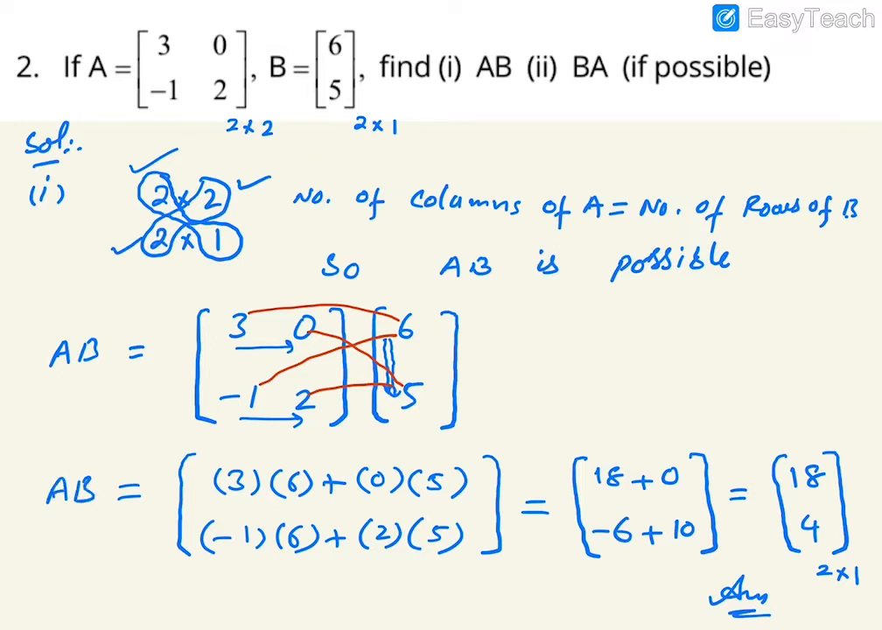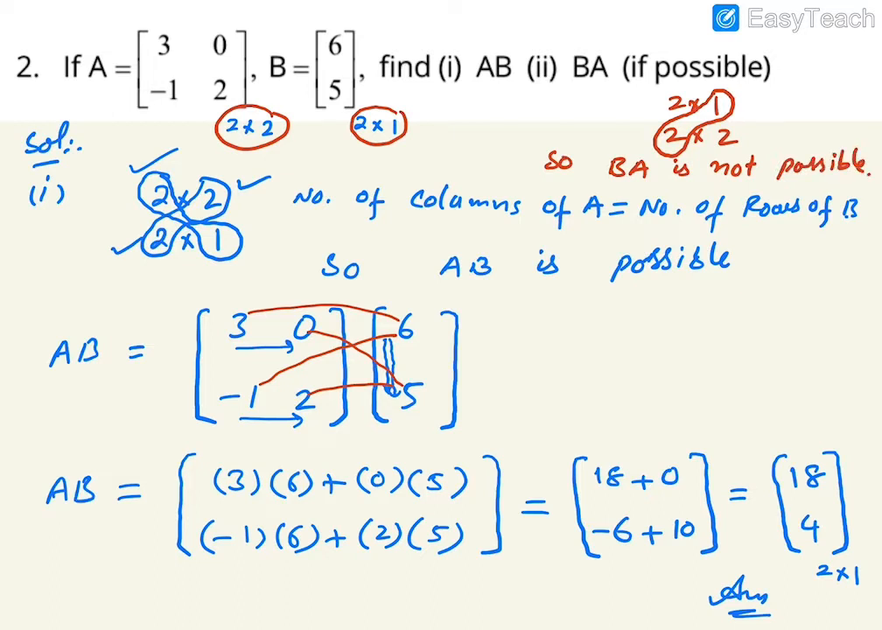Now for BA, we can check again. Now you need to write first this one for BA. 2 into 1 and then 2 into 2. Now you can see the number of columns of B is not the same as the number of rows of A. So BA is not possible. Okay.